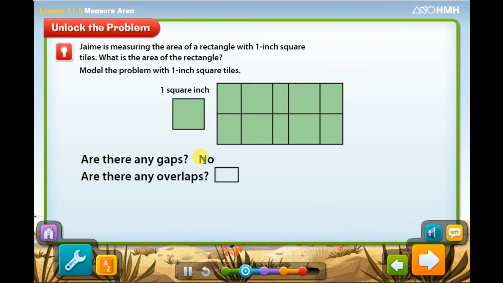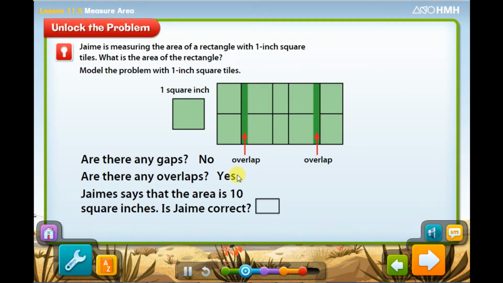Are there any overlaps? Yes, I can see. While he was putting the tiles, he put some tiles over each other, creating overlaps. So I think there are two overlaps here. Yes, some of the tiles overlap other tiles. The dark green parts show where the tiles overlap.